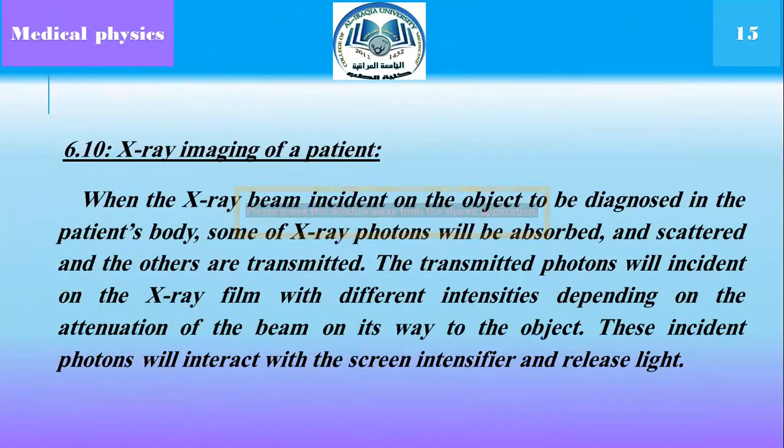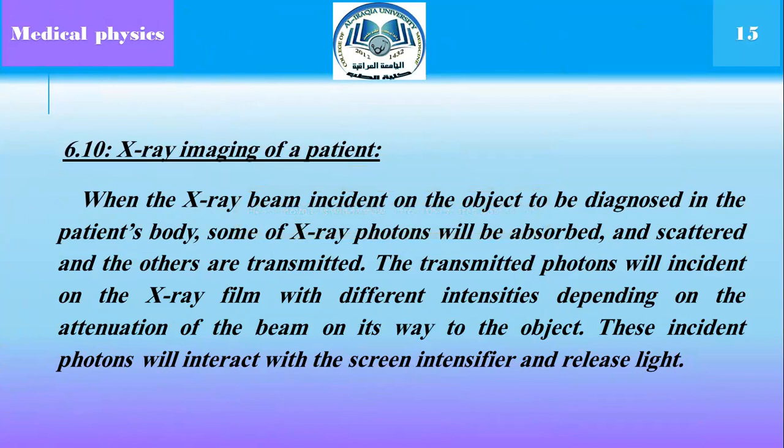X-ray imaging of a patient. When the X-ray beam is incident on the object to be diagnosed in the patient's body, some of the X-ray photons will be absorbed and scattered, and the others are transmitted. The transmitted photons will be incident on the X-ray film with different intensities depending on the attenuation of the beam on its way through the object.